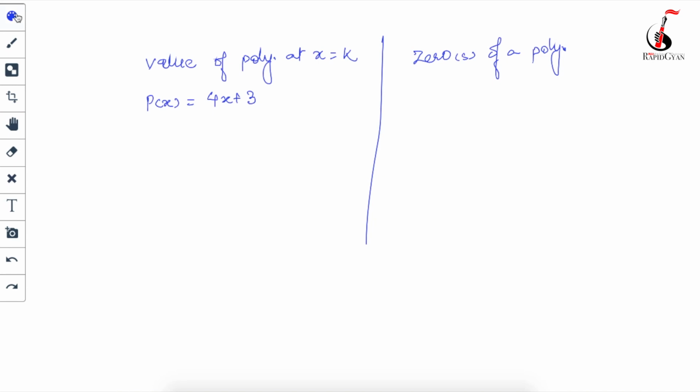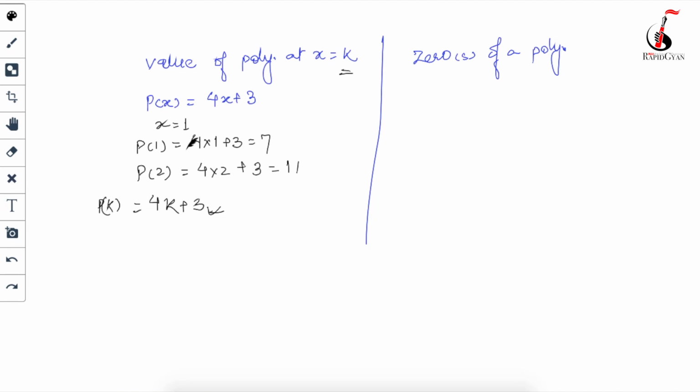So simply, the value of x could be anything. Suppose I am saying x equal to 1. So this will become p(1). So p(1) will be 4 times 1 plus 3, which is equal to 7. If I find p(2), this will be 4 times 2 plus 3 is equal to 11. Similarly, if x equal to k, I can write 4k plus 3, meaning p(k) is equal to 4k + 3. So in this way we find the value of any polynomial.